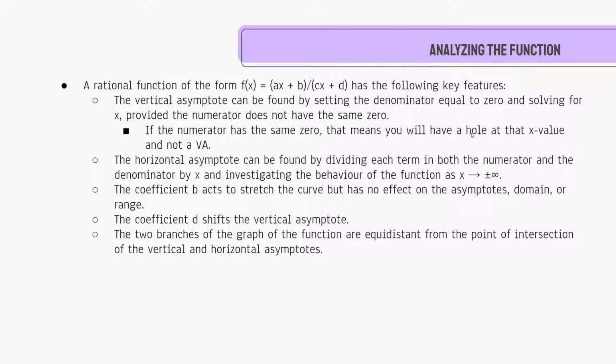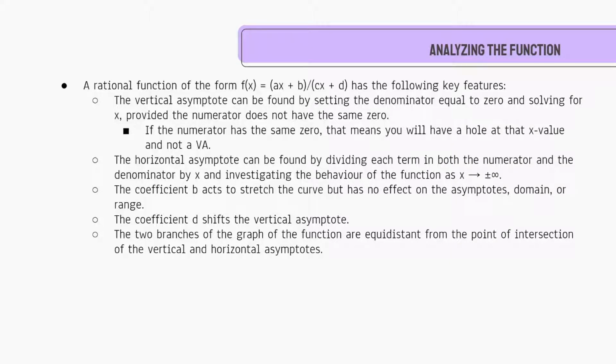A rational function of the form f of x is equal to ax plus b divided by cx plus d has the following key features. The vertical asymptote can be found by setting the denominator equal to 0 and solving for x. This is what we've been doing for all the rational functions we've learned so far, so that's nothing interesting, provided that the numerator doesn't have the same 0. This is a new point because the last ones we've been dealing with have only had whole numbers on top, right? But now we could have any type of 0 on the numerator. So if they do have the same 0, that means you will have a hole at the x value and not a vertical asymptote.